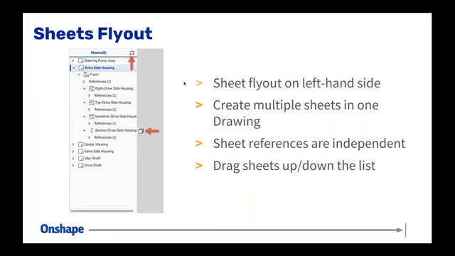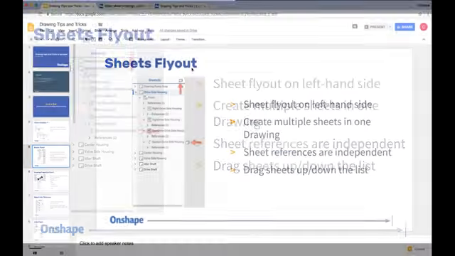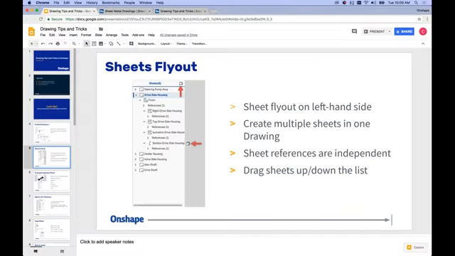If I wanted to move one view from one sheet to another, I can easily drag and drop it, right? So Sheets Flyout, again, the big question that I get asked is, do I have to have multiple drawing tabs for each drawing? The answer is no. You would have multiple sheets per drawing tab. And it also gives you a breakdown of the independent views in each sheet and what they're referencing, right? Will there eventually be a centerline tool for holes?